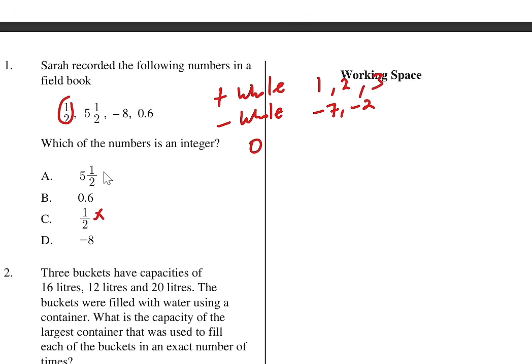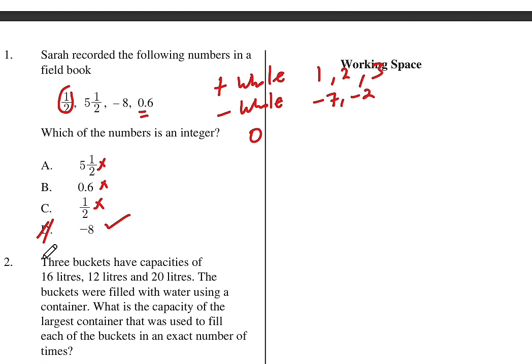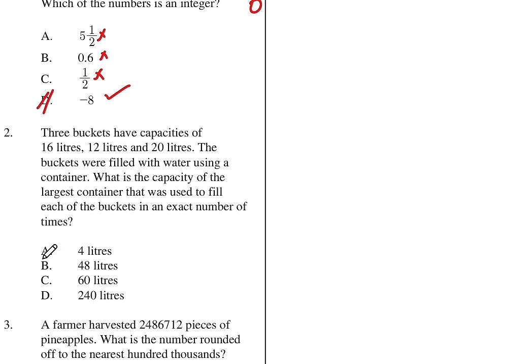5/1/2 is a fraction also, not an integer. 0.6 is a decimal, not an integer. And therefore, the only integer we have is -8. Therefore, for number 1, the answer is D. We continue to number 2.